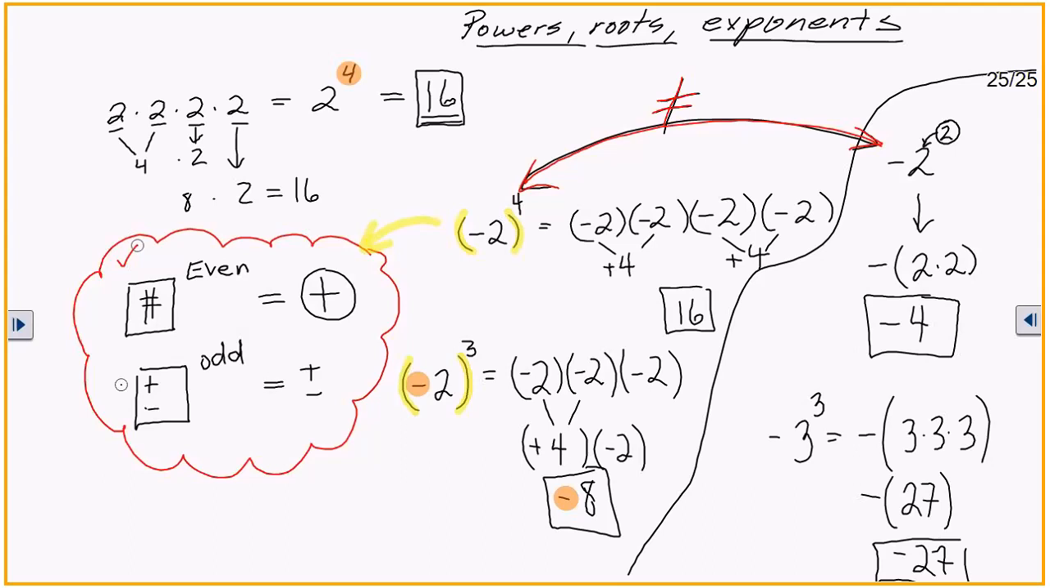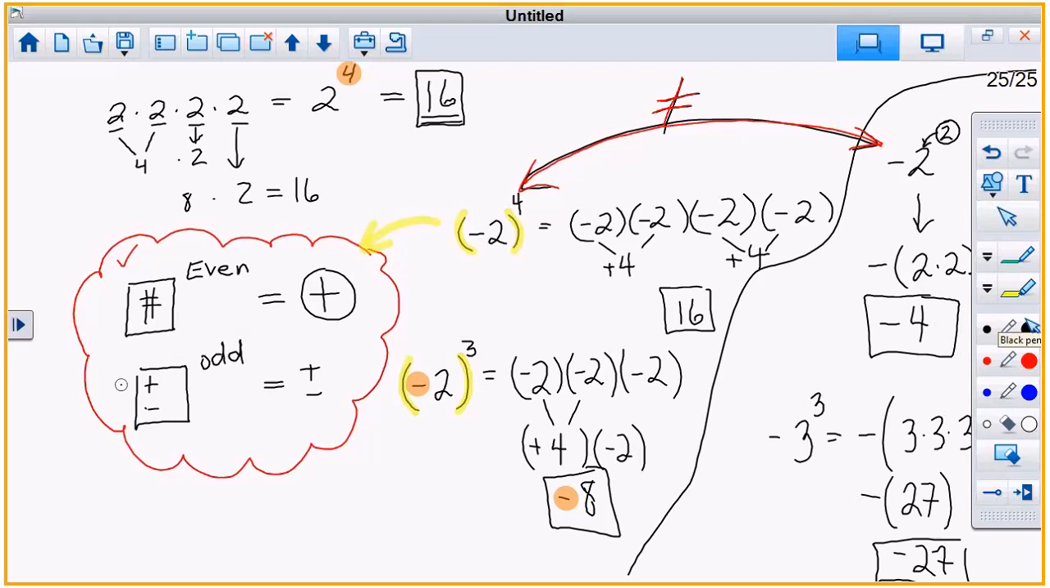Okay? Now, the opposite of a power is a root. And we're going to talk about that in just a minute. I'm just going to make sure everybody understands that and make sure you've got that written down. When you're talking about a root, the best way to explain a root is to use the power to show you.